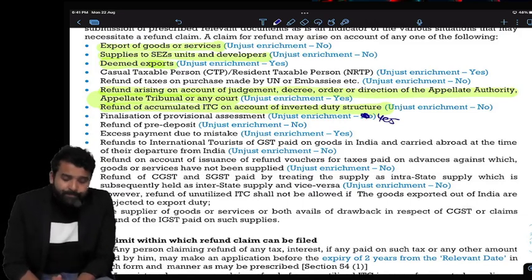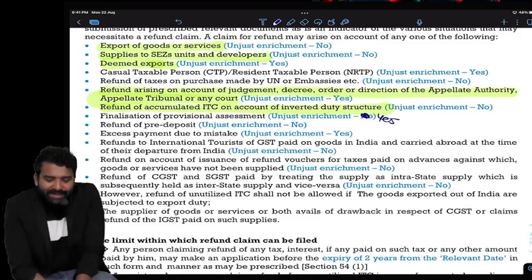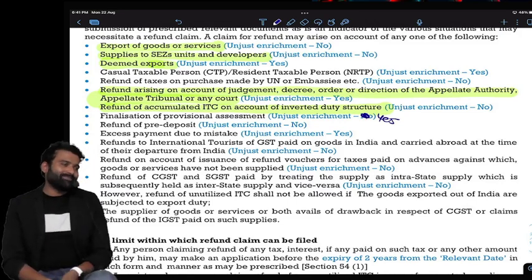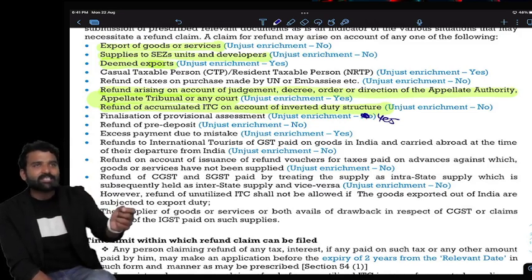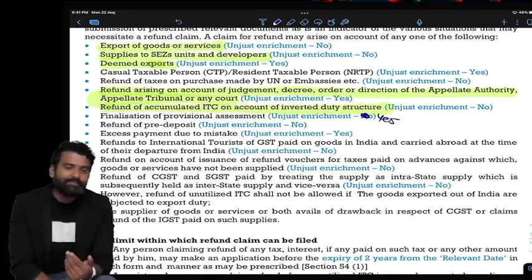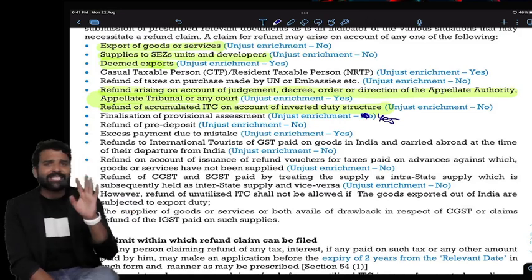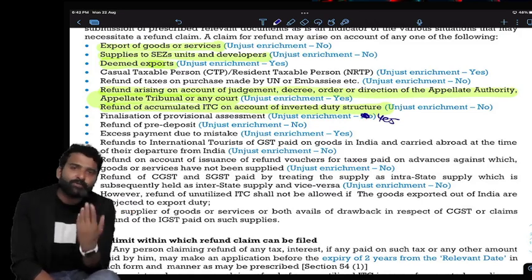Very nice. What is the next case where I can claim the refund? Refund voucher. A refund voucher is used when I have paid taxes on advances. I have received advance money and paid the taxes on that. Later, I have to refund that advance.